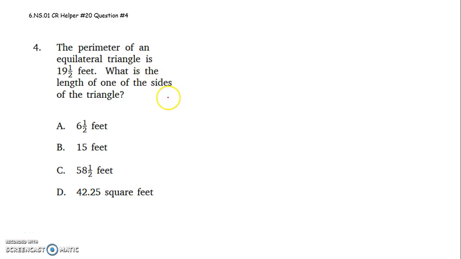Sixth graders, this is to help you with question 4 on CR 20. It says the perimeter of an equilateral triangle is 19.5 feet. What is the length of one side of the triangle?